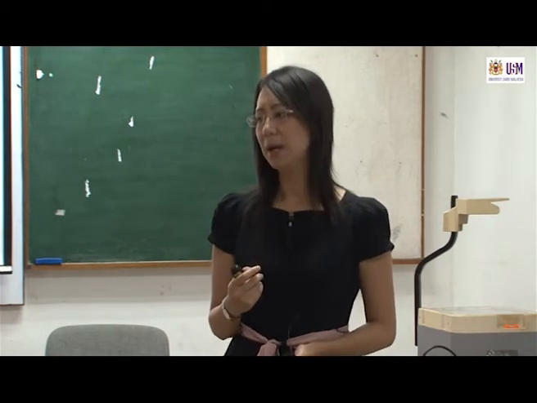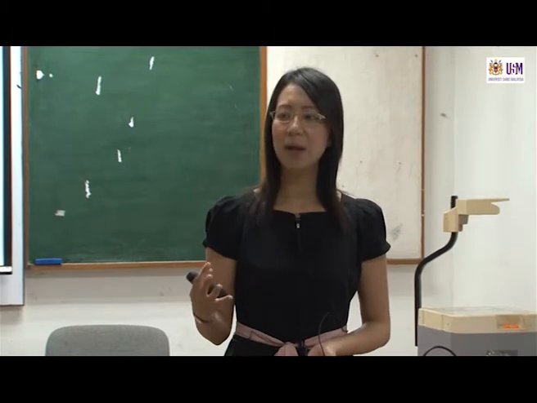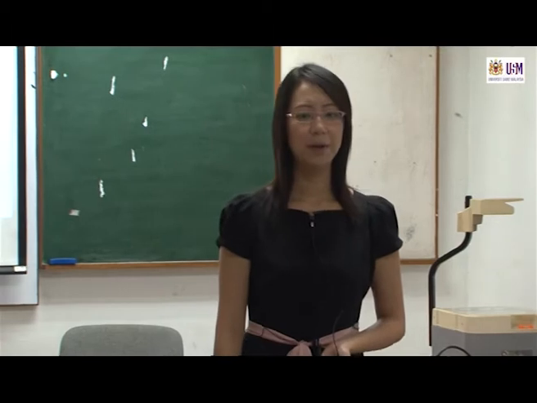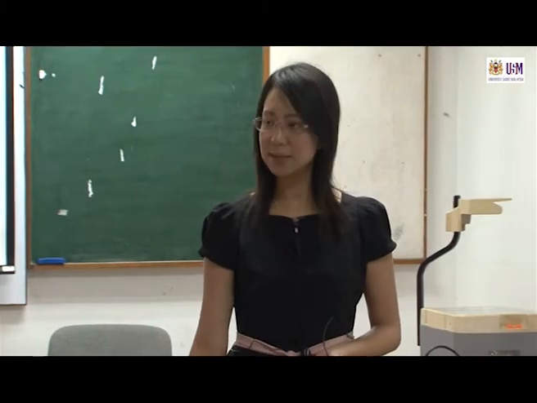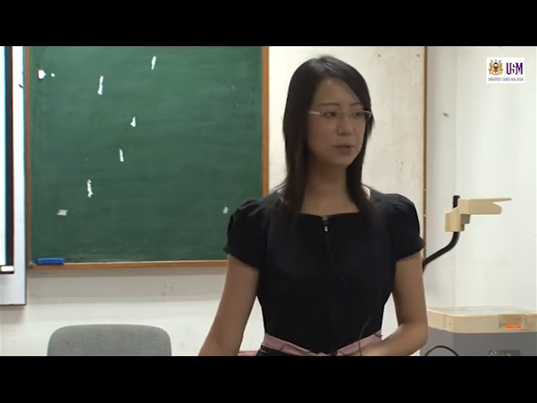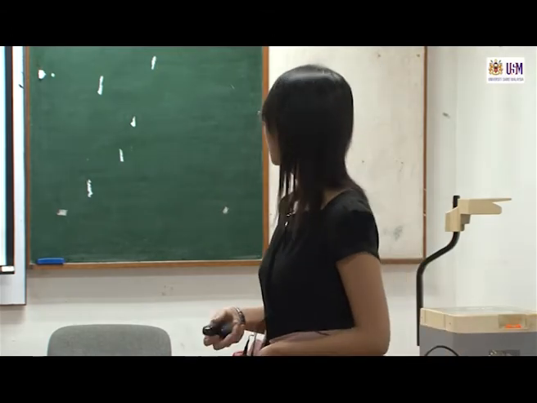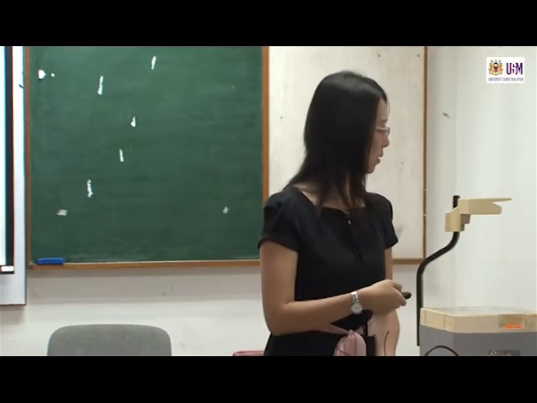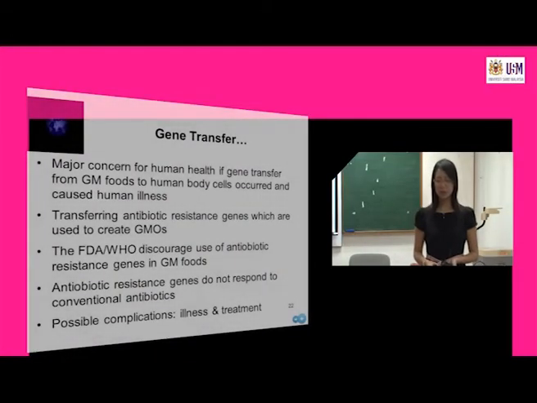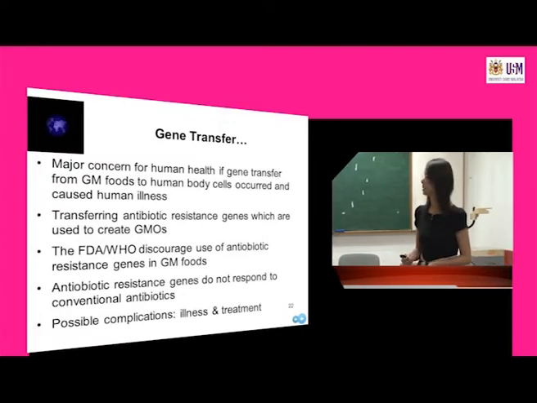Now, what will happen if these genetically modified crops have such a transfer, and these transgenes are actually transferred to the wild plants? What will happen? The wild plants ultimately will have resistance to the pests, ultimately will have resistance to drought or whatsoever, right? They will acquire those resistance traits. Now, a major concern about gene transfer is that it can cause illnesses to humans.